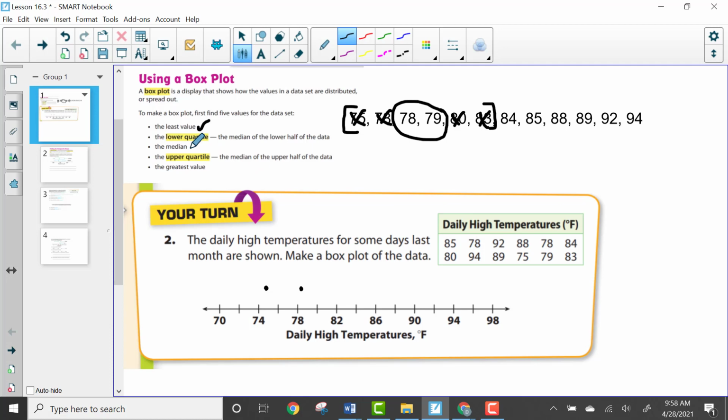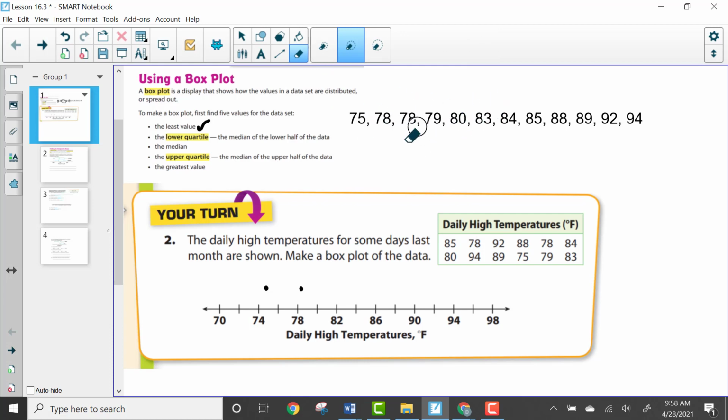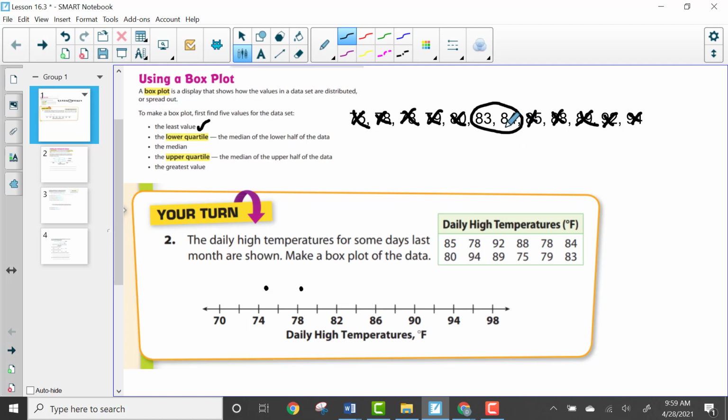Now, the next one is the median. That's the median of all the data. So what we can do now, I'm just going to erase this. I'm going to find the median of all the data. I'll cross out to the left and then to the right and keep doing this until I have my median. You can see I have 2 middle numbers. So again, I add both of those together, divide by 2, and that's going to give me 83.5. So I mark my spot right there at 83.5. That's my median.